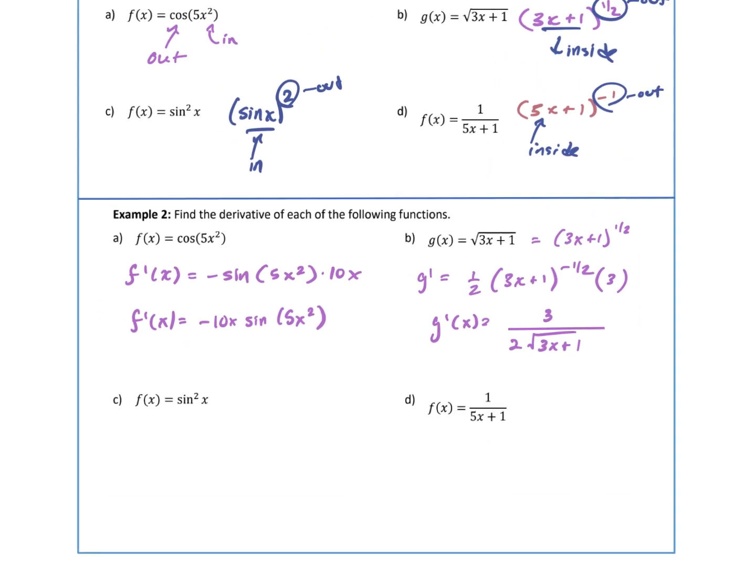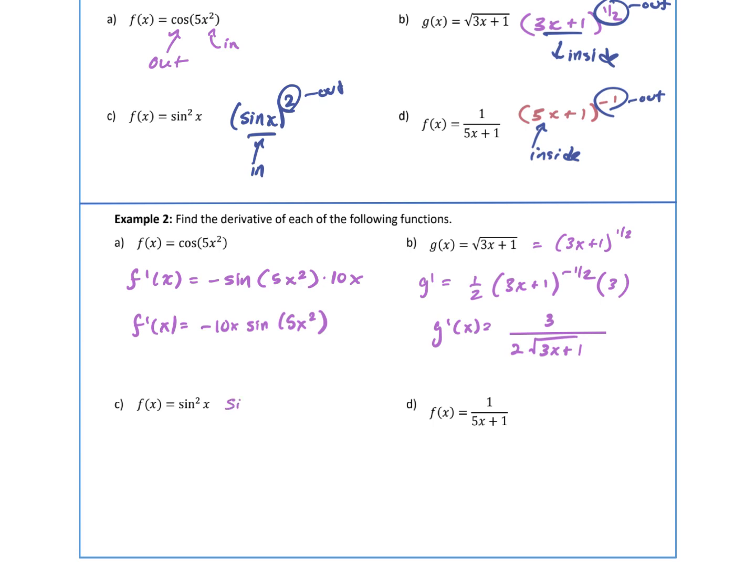Here we've got sine of x squared. So I'm just going to rewrite the original function. So you're going to bring down the 2. So f prime is 2. Rewrite it. Lower the power by 1, derivative of the inside. So f prime would just be 2 sine of x.